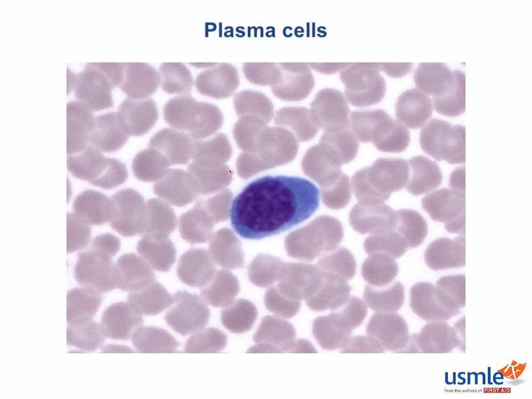It's hard to see in this image, but other features include chromatin in a clock face distribution. You can imagine the numbers on the outer edge of the nucleus. The numbers I'm referring to here represent heterochromatin that is condensed and placed at the outer edge of the nucleus.